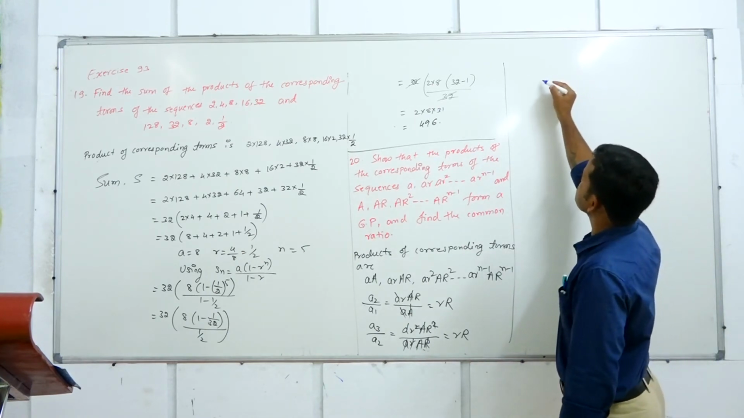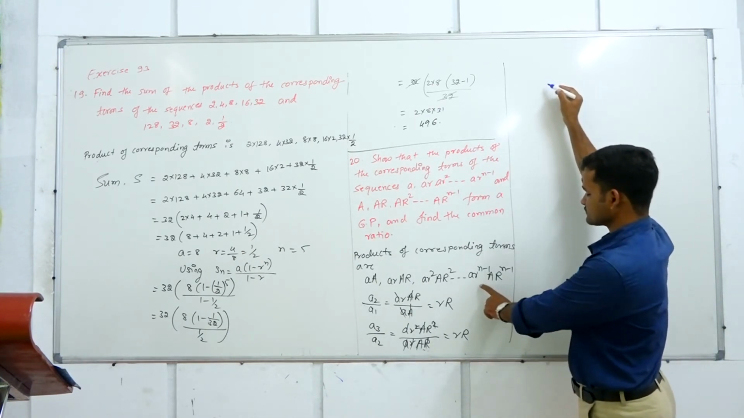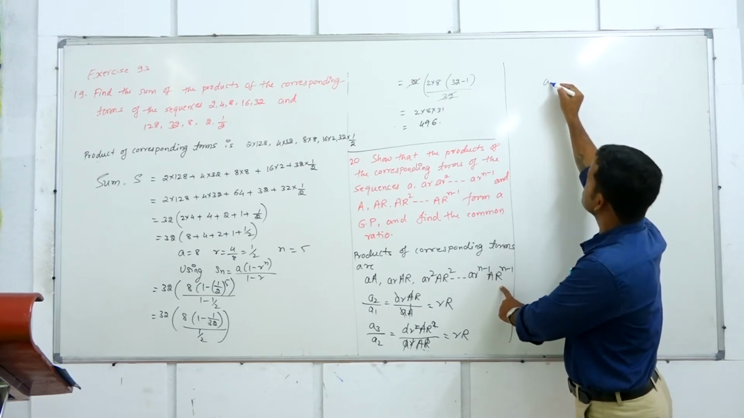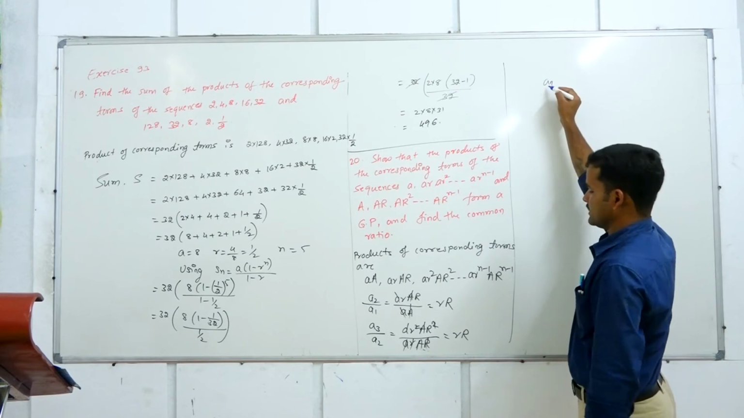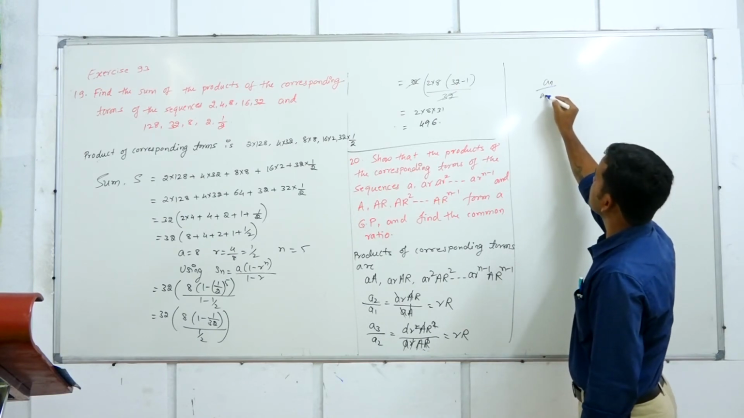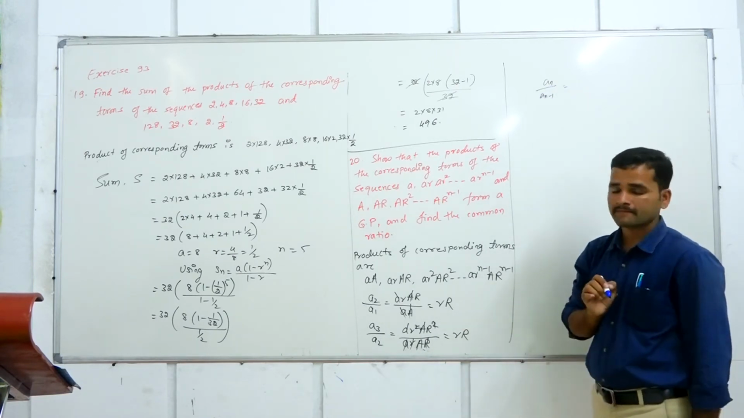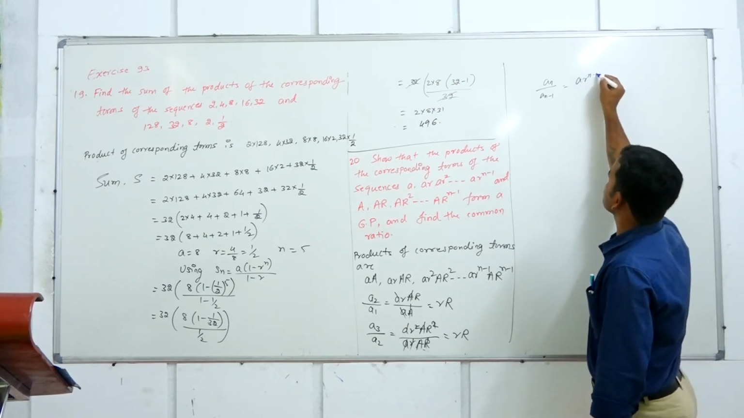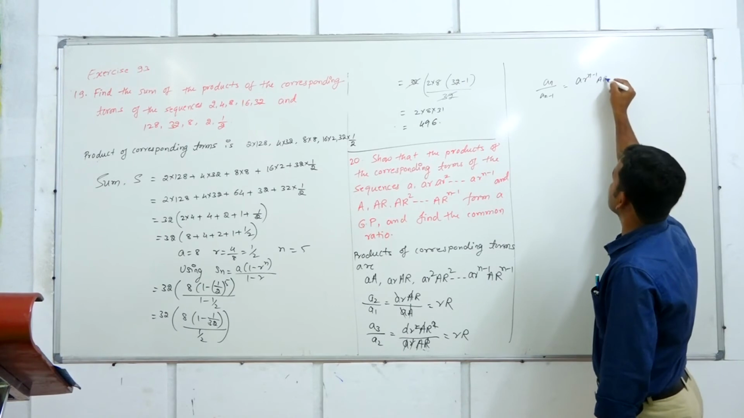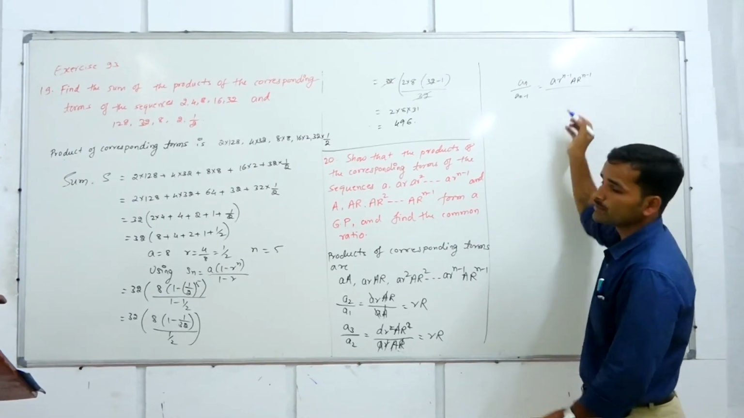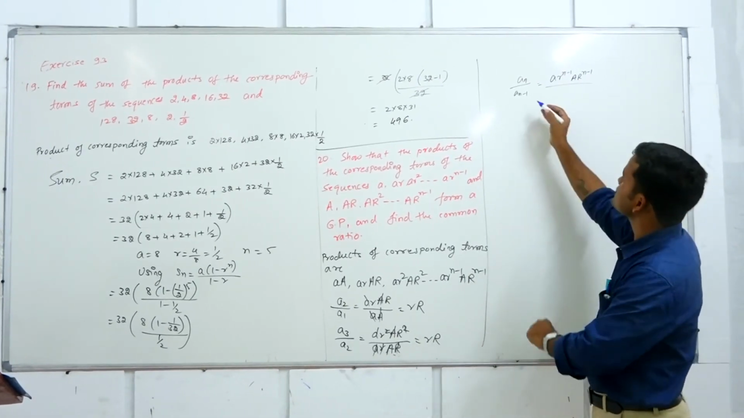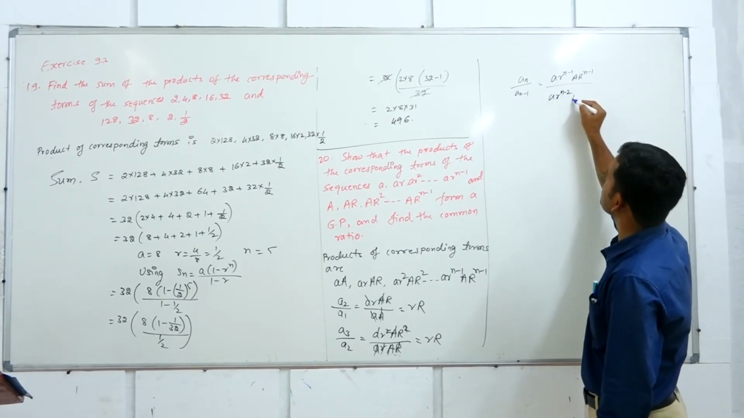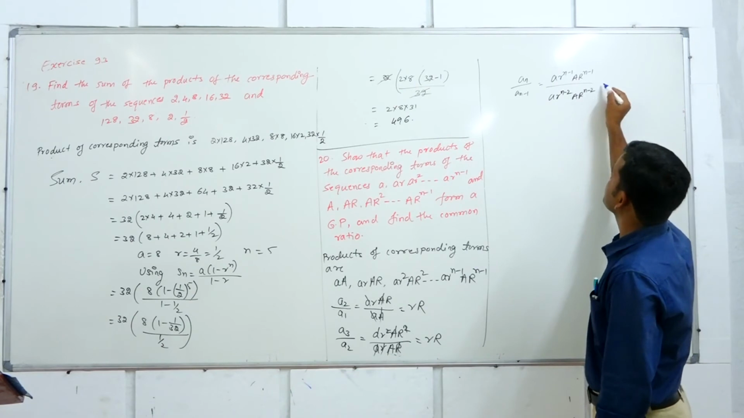Let me take the last term, that is, the nth term. The (n minus 1)th term also you can take. The ratio will be A into R to the power of n minus 1 divided by A into R to the power of n minus 2. What will be its previous term? The (n minus 1)th term will be A into R to the power of n minus 2.